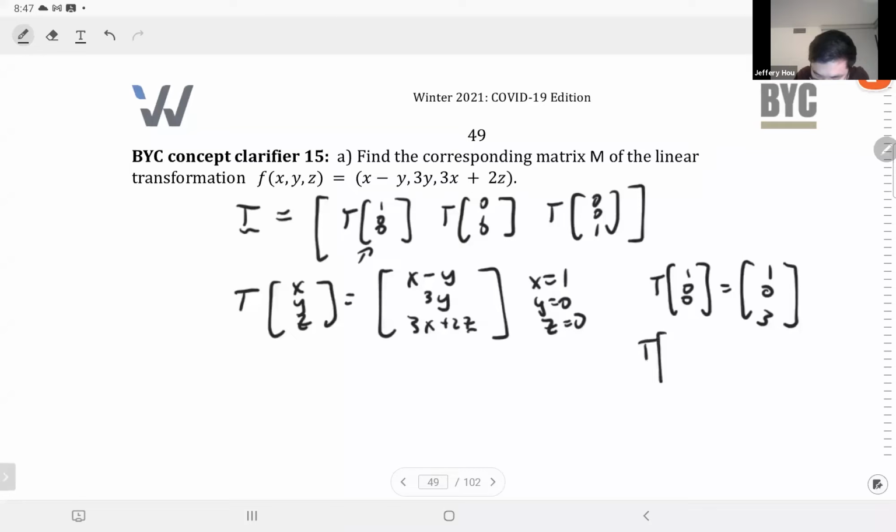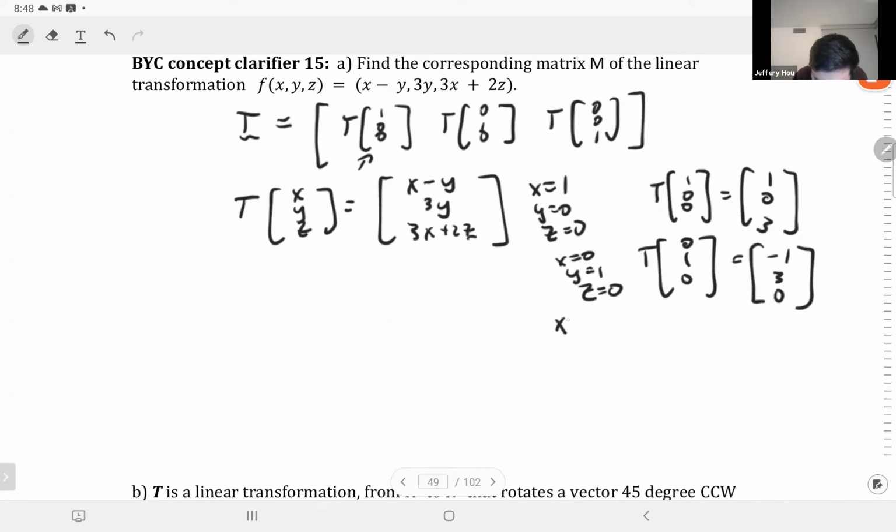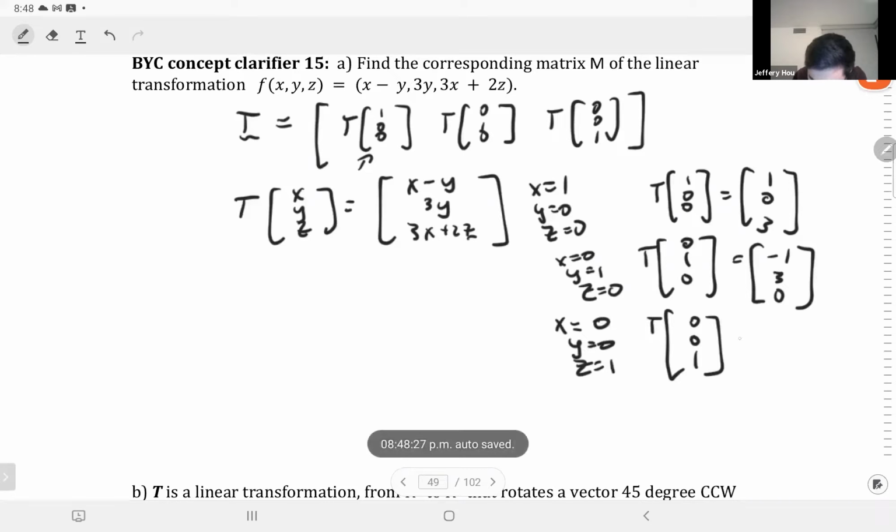We do the same for T of (0, 1, 0). In this case X equals 0, Y equals 1, Z equals 0. And we get negative 1, 3, and 0. Then for T of (0, 0, 1), X equals 0, Y equals 0, Z equals 1. We get 0, 0, and 2.